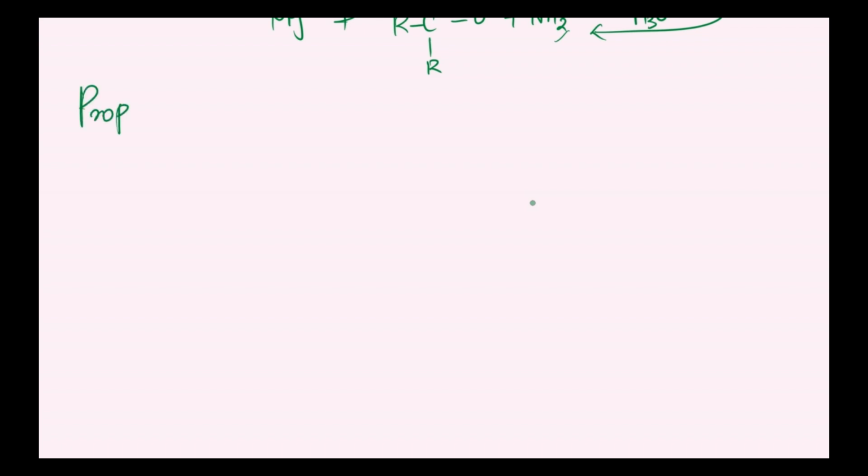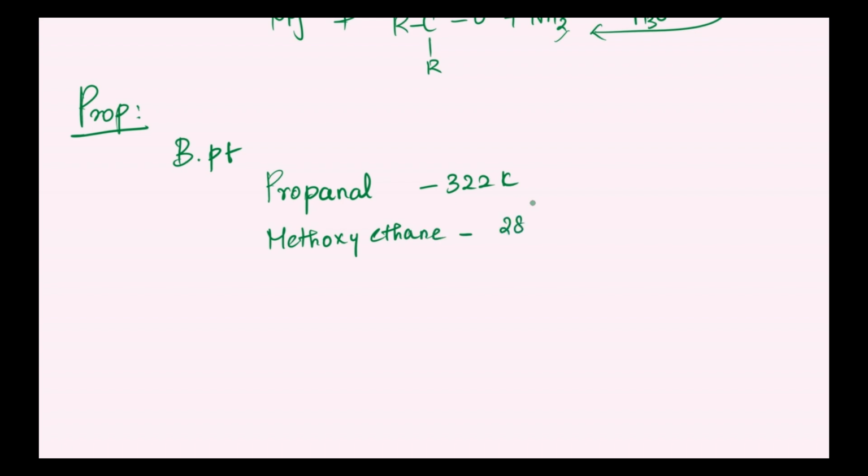Comparing the boiling points of aldehyde and ketone. Ketones usually will have more boiling point than hydrocarbons and ethers, of course. If I am comparing the boiling point of aldehyde and ketone, for example, if I am taking propanol, the boiling point is 322 Kelvin, and if I am taking methoxyethane, the boiling point is 281. So as the molecular mass increases, the boiling point also increases.